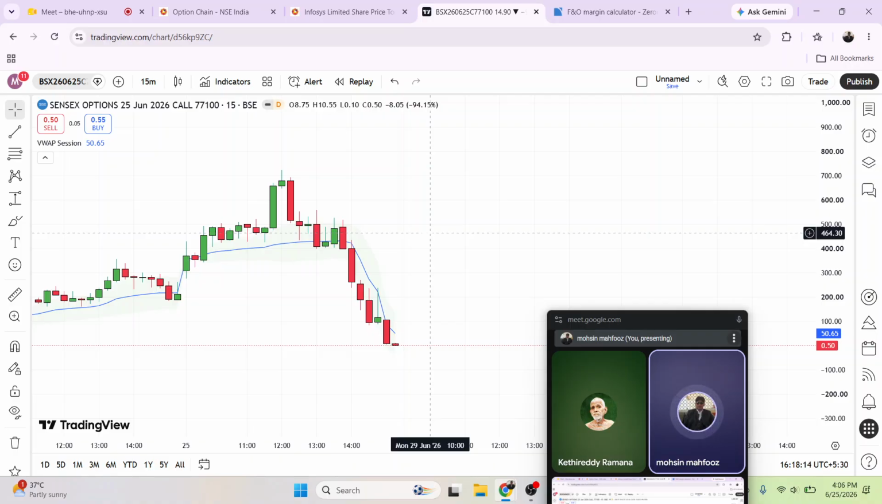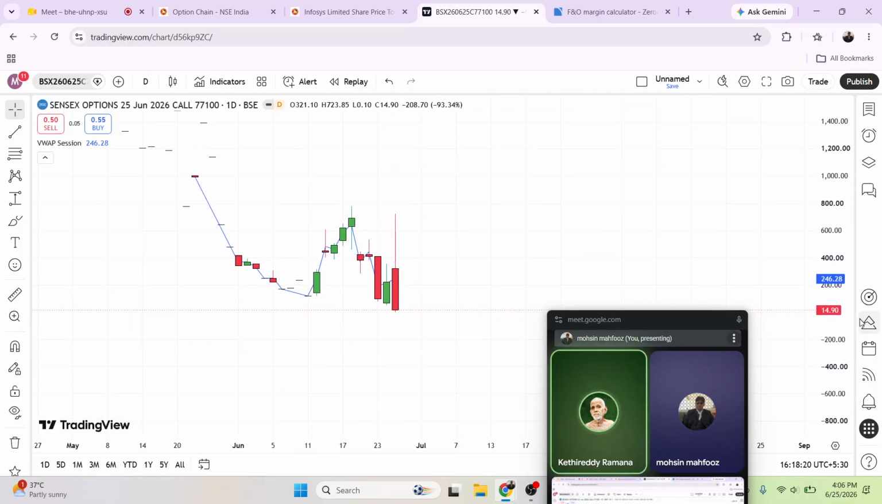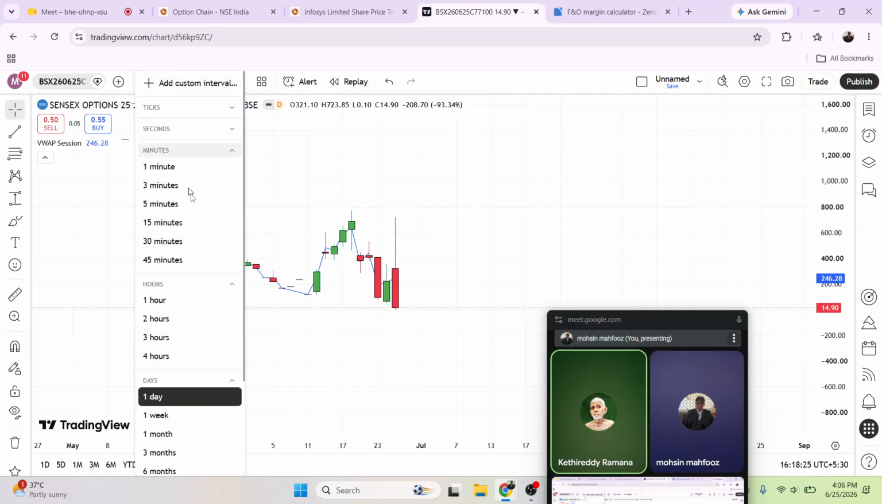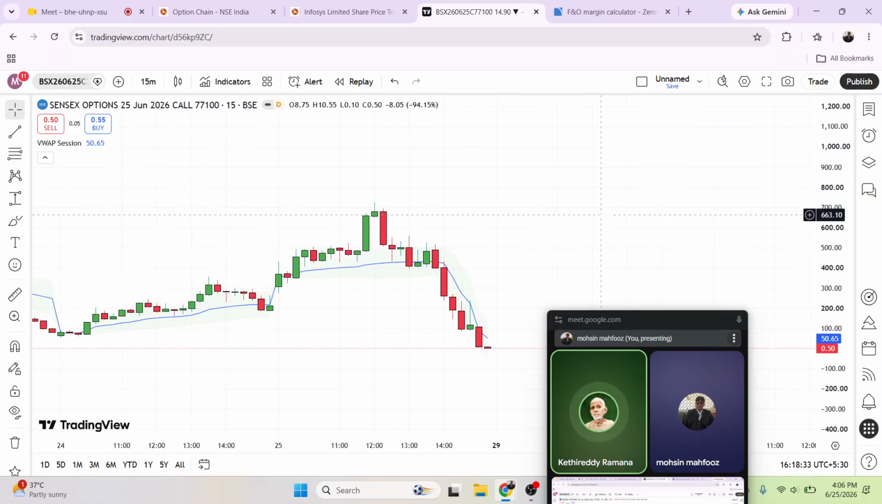In the same manner, for example, if you go for the daily chart, or if you take the 15 minutes chart, there is an inverted hammer, and a hanging man is there. So after seeing this, next, you can exit.